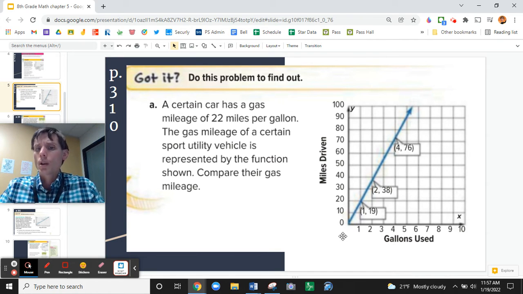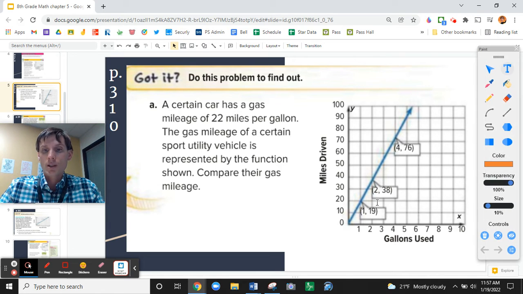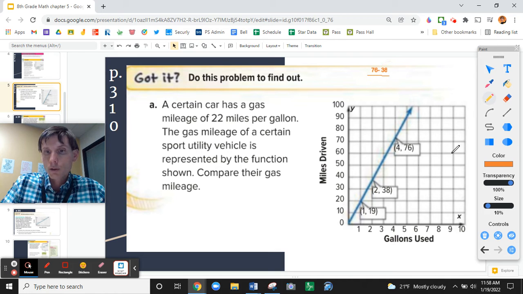So if we compare these two, what is the rate of change here? We are comparing the mileage. Okay. Again, we could do it a couple different ways. We could just see that difference going up. Remember, rate of change is the same thing as slope. So we can always take two numbers, such as that 76 there minus 38, and then put that over 4 minus 2.